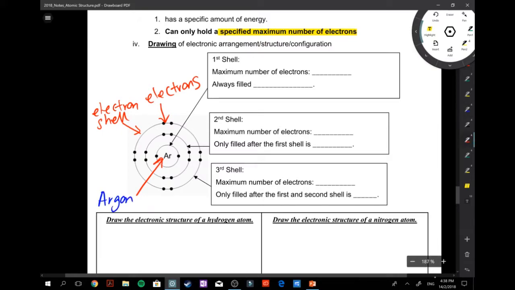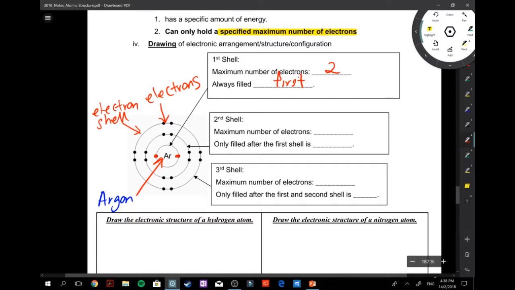Now, having clarified these few points, let's take a look at the number of electrons that each shell can hold. The first shell, the innermost shell that you see over here, can hold a maximum of 2 electrons, and it will always be filled first before any additional electrons. How do we draw the electrons? We usually draw them in opposite positions, so you have one over here and the other one on the other side.